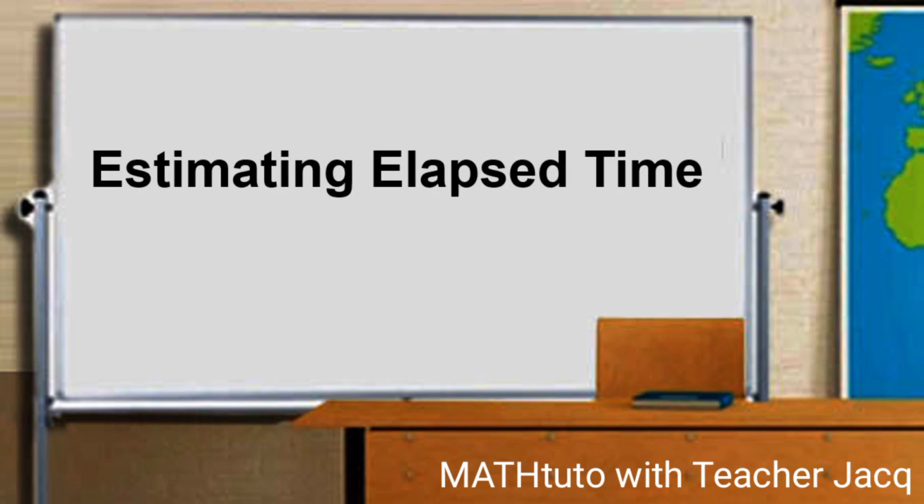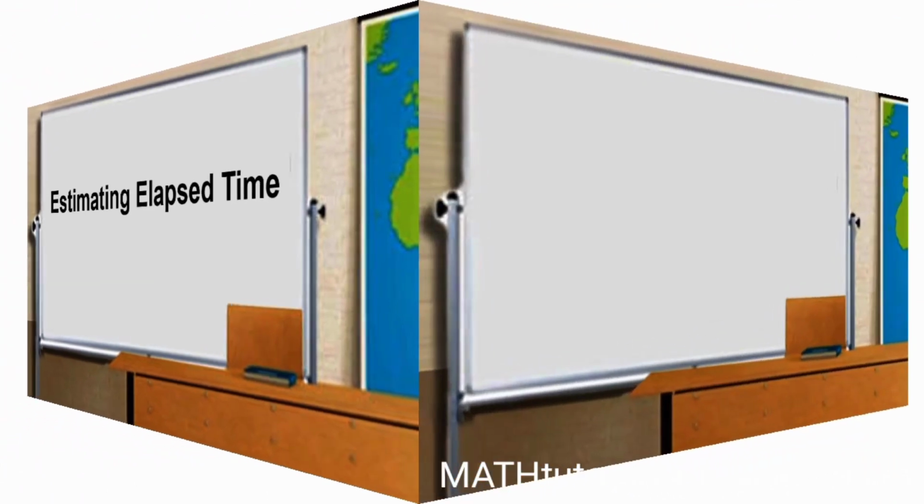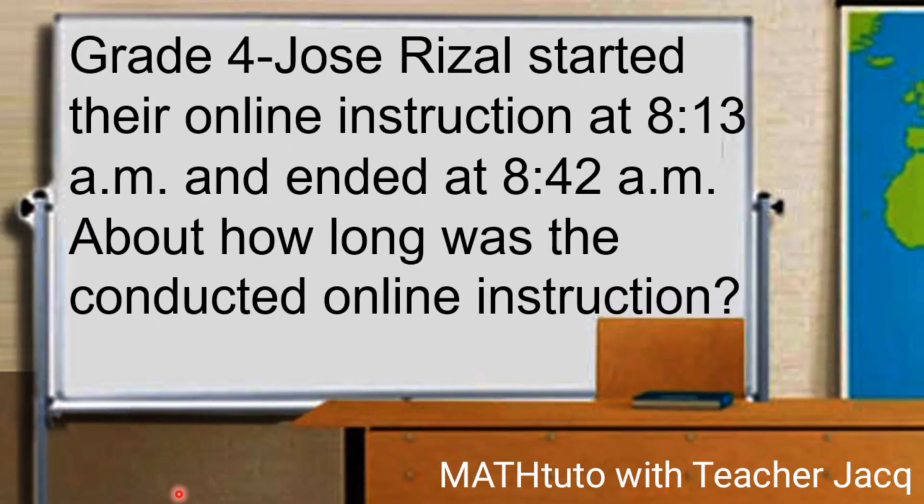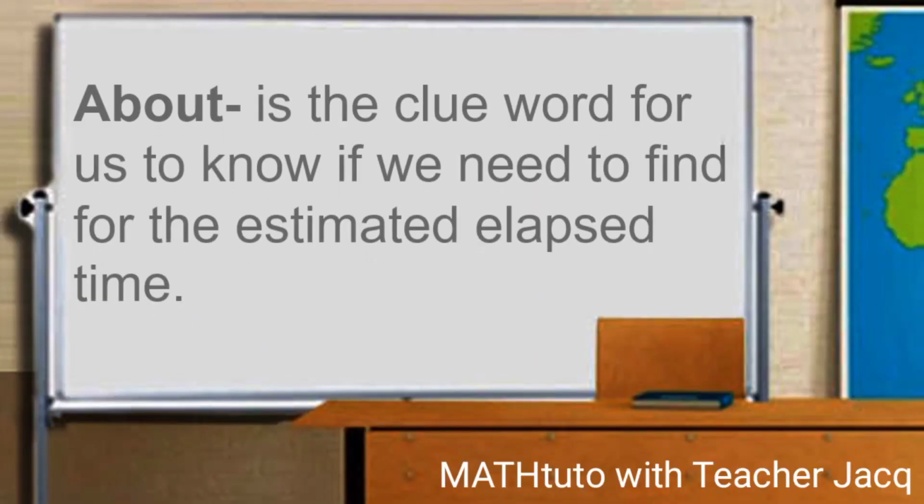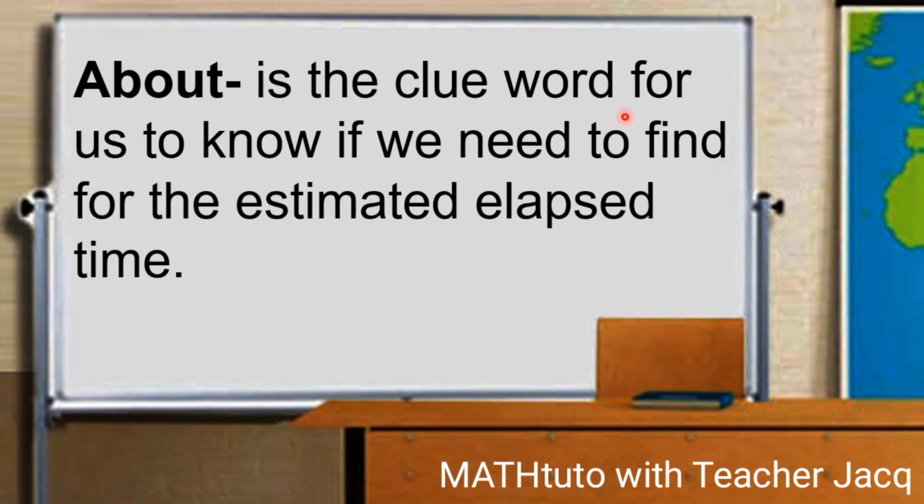Let's talk about estimating elapsed time. Let's have our word problem. Everybody please read. Grade 4 Jose Rizal started their online instruction at 8:13 a.m. and ended at 8:42 a.m. About how long was the conducted online instruction? Take note, about is the clue word for us to know if we need to find the estimated elapsed time.